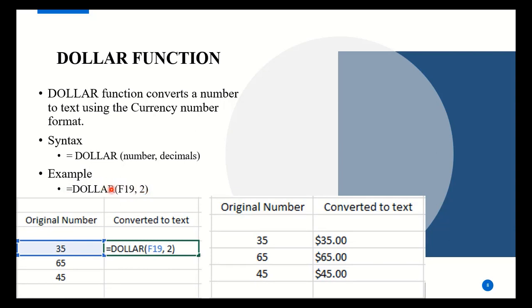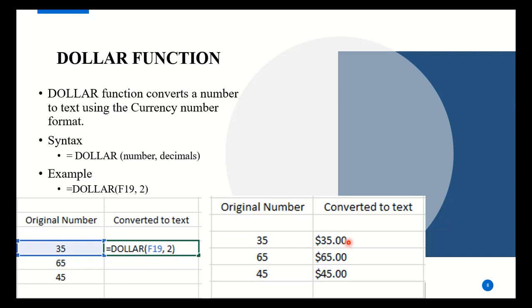So what does it mean here? When you write the DOLLAR function, use an equal sign, DOLLAR, and F9. What does F9 mean? This cell, meaning you want to convert this cell. And then the second parameter, decimals, means how many decimal places you want. When you write this function, the result will show $35. It will convert this number to text, 35 with a dollar symbol for you. And the number 2 here means 2 decimal places.